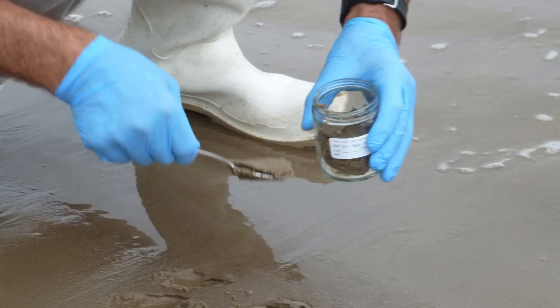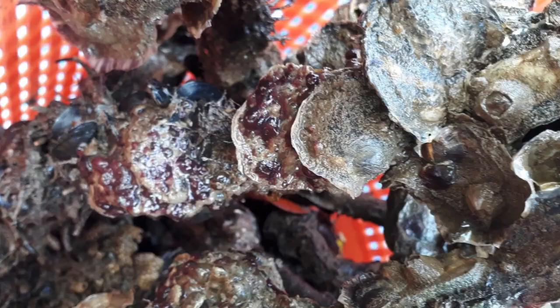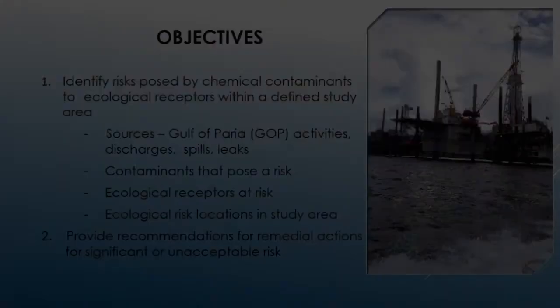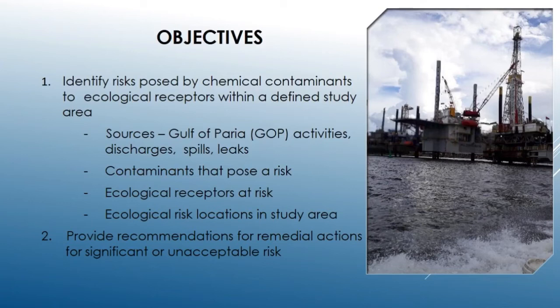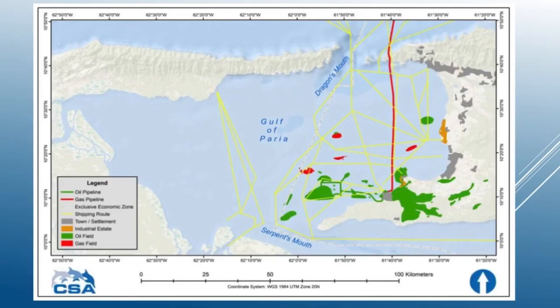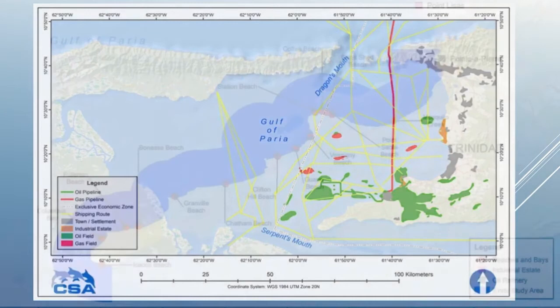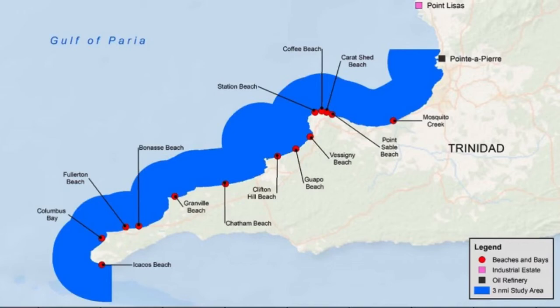The study commenced in April 2018 with the aim of identifying the risks posed by chemical contaminants to ecological receptors within the defined study area based on the sources of contamination to the Gulf of Paria, and to provide recommendations for the remedial actions for each ecological risk deemed to be significant or unacceptable. The study area extended from the high water mark from Point Appear to Icacos along the southwestern coast of Trinidad to a 5.56 kilometer or 3 nautical mile offshore area in the Gulf of Paria.